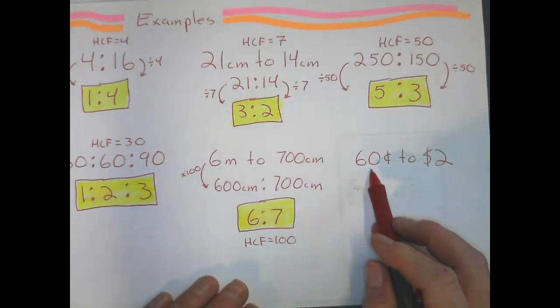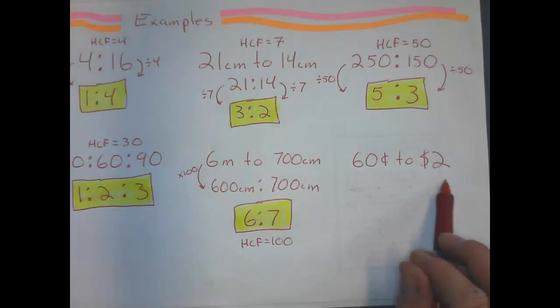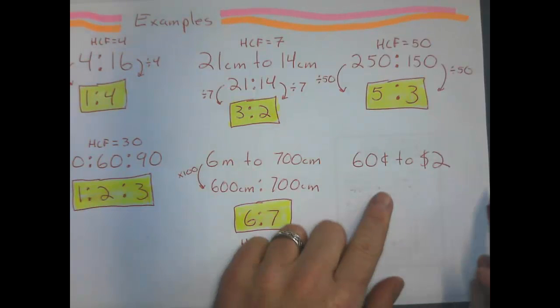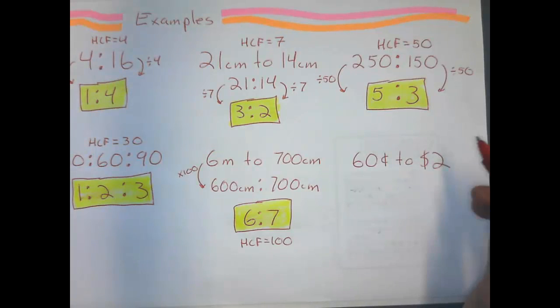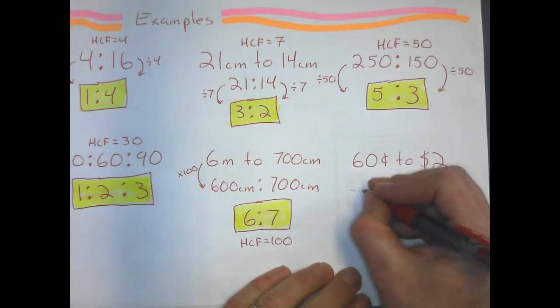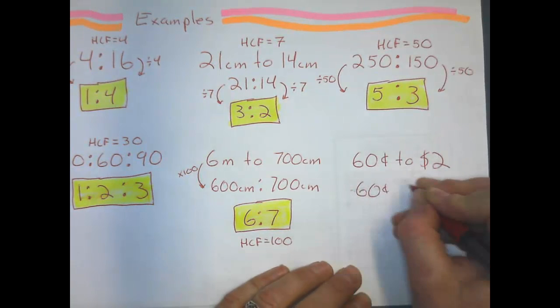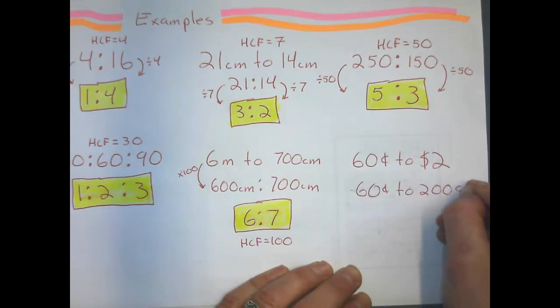Money. All right, cents to dollars, dollars to cents. Doesn't matter what you change it to, but I'll try to avoid decimals just because it's easier to work with nice whole numbers, which all of mine have been. So I'll change them both to cents. 60 cents to, what's $2? That's 200 cents. So I'm saying 60 to 200.